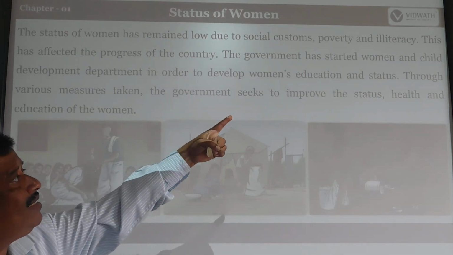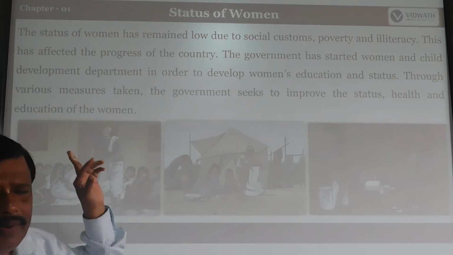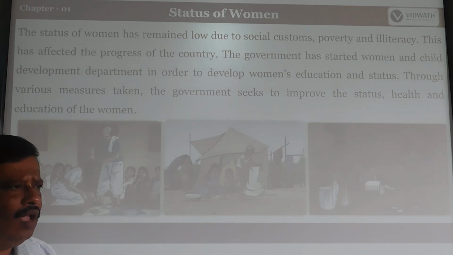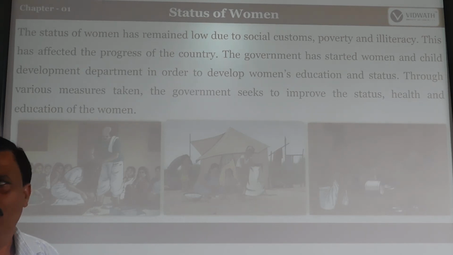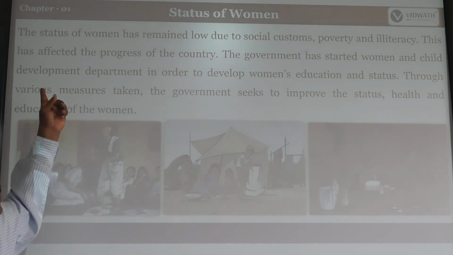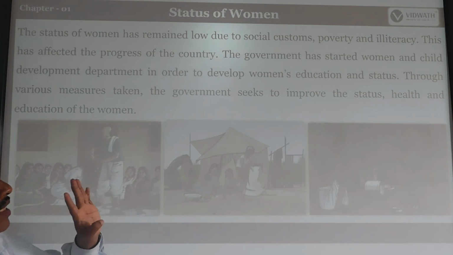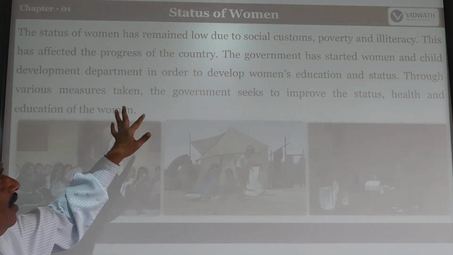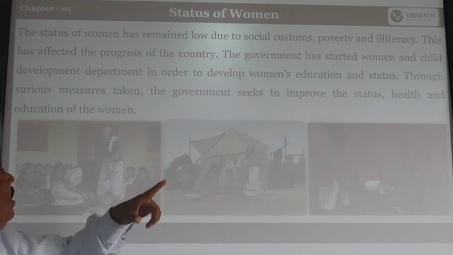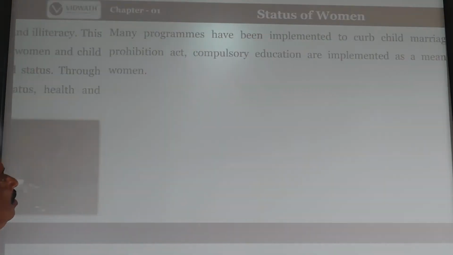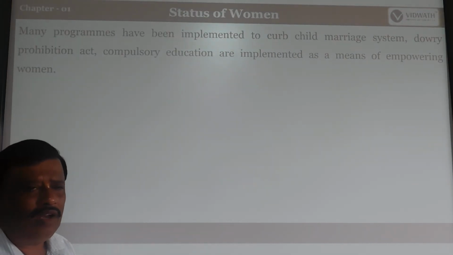So the government has started the Women and Child Development Department in order to develop women's education and status. The first step implemented, the steps taken by the government to improve women's uplift, is the Women and Child Development Department. One thing, giving women's education and status. And through various measures, the government is to improve the status, health and education of women also.